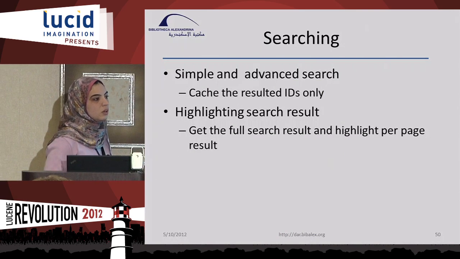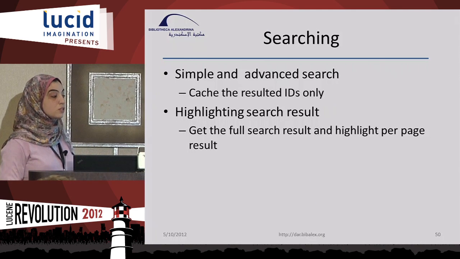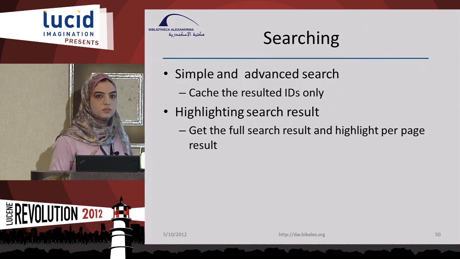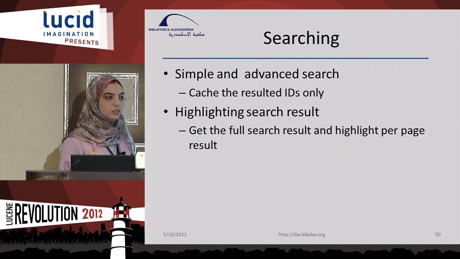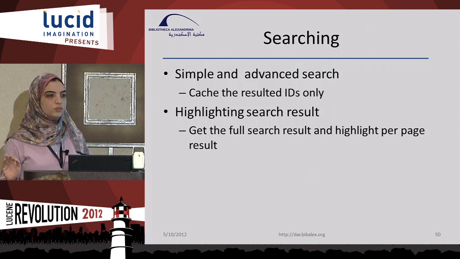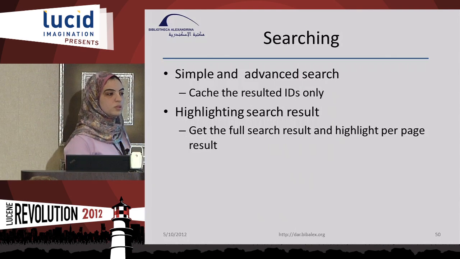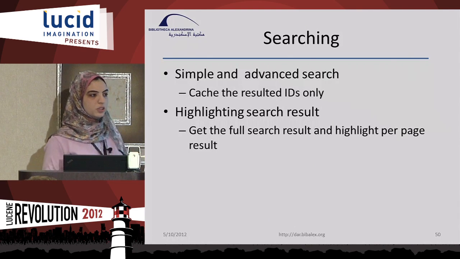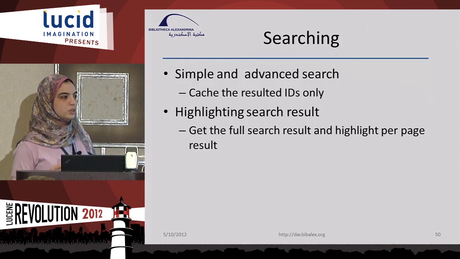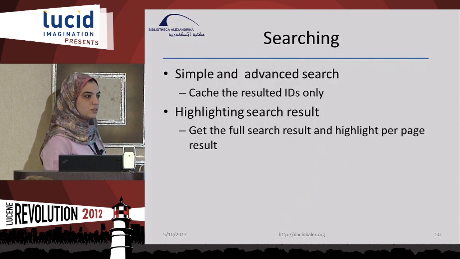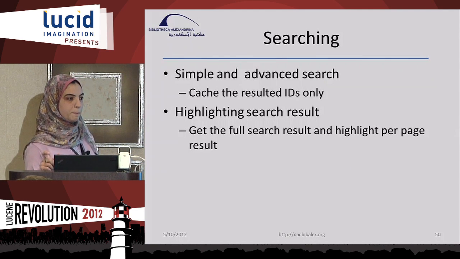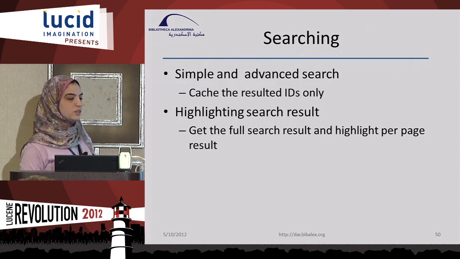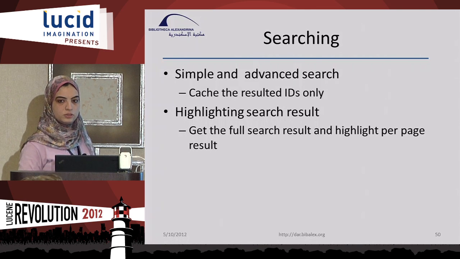As for the searching, either simple search or advanced search, we do this in two stages. Stage number one, we search and get the result IDs only and cache them. Then we find out which page the user is trying to display, and we go and do the highlighting of results for the frame or the window that he has chosen to display. So I don't have to get all the results at a time. I just need to cache the result IDs for each search he is conducting.